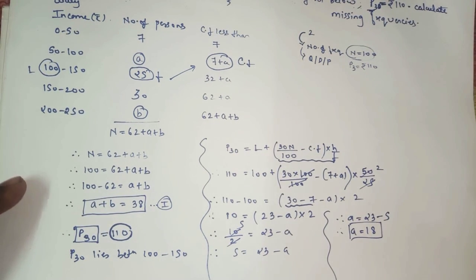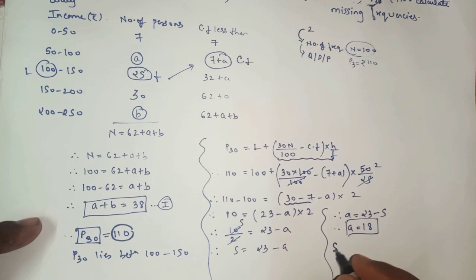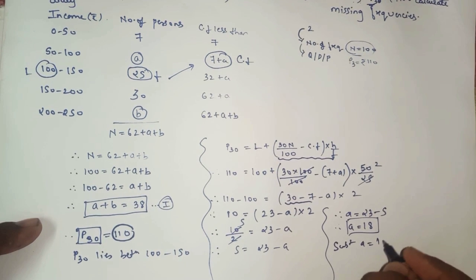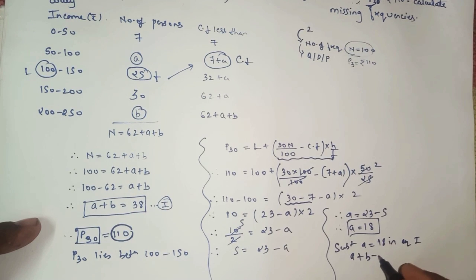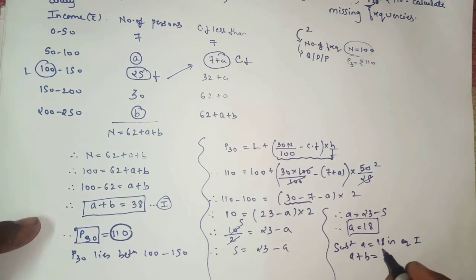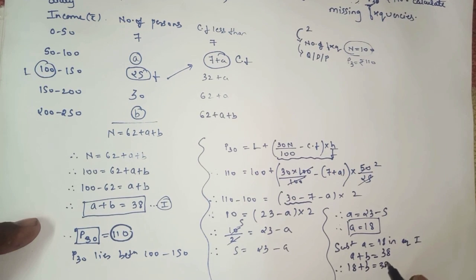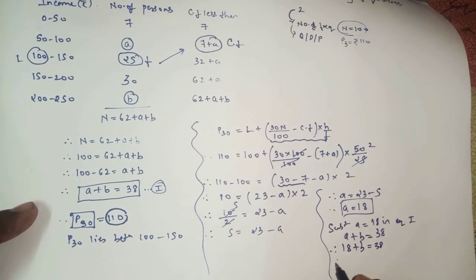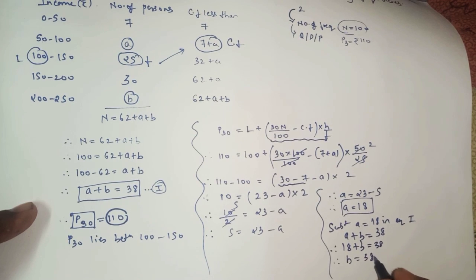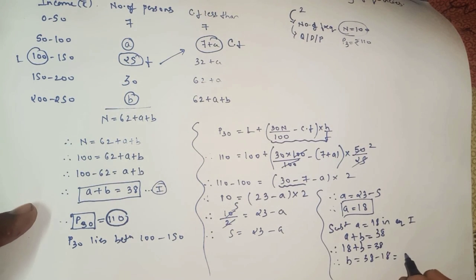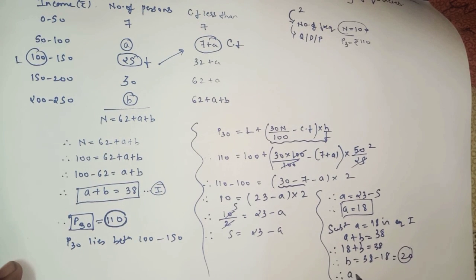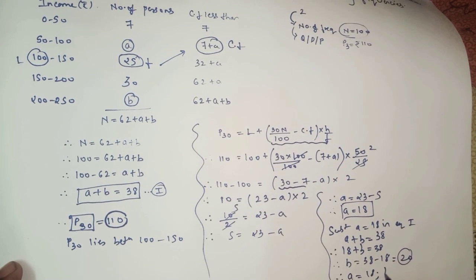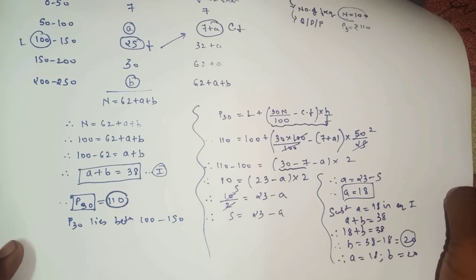Yes or no? Now simply take this value and substitute A equals 18 in equation number 1. So it says that A plus B equals 38. So therefore 18 plus B equals 38. Okay, so therefore B equals 38 minus 18. So here 38 minus 18 is 20. So here we got A as 18, B as 20.